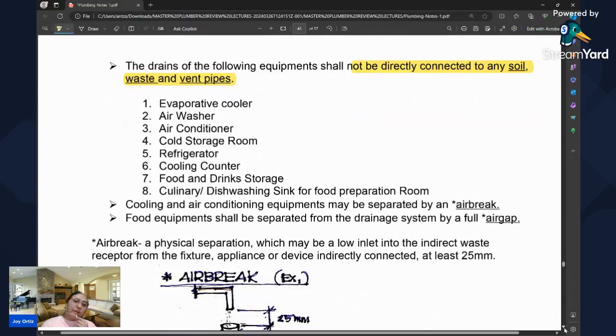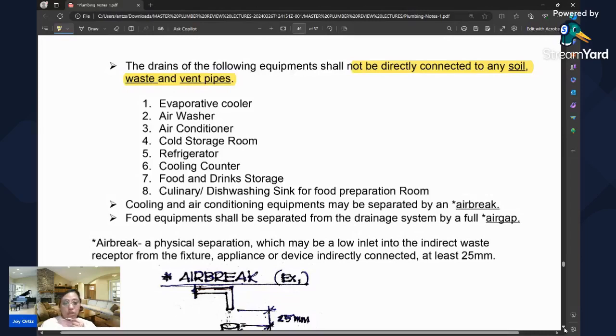Yung meron tayong evaporative cooler. This evaporative cooler, meron siyang sariling drainage, no? This comes from the air conditioning. Yeah, evaporative pa rin siya. We have the air washer, the air conditioner, cold storage room, refrigerator, cooling counter, food and drink storage, culinary dishwashing sink for food preparation room.